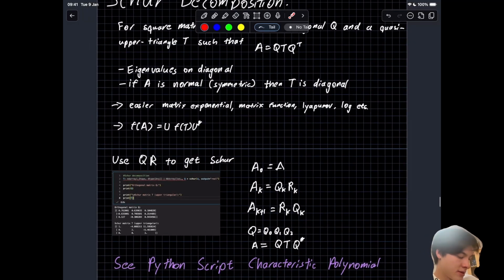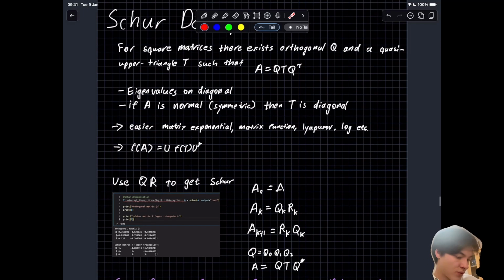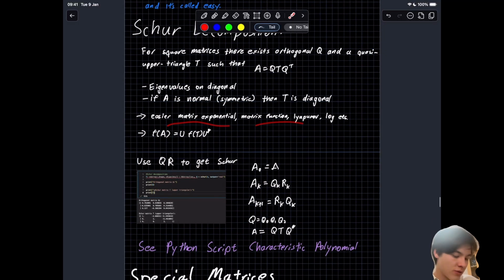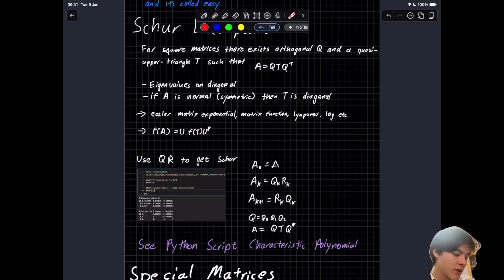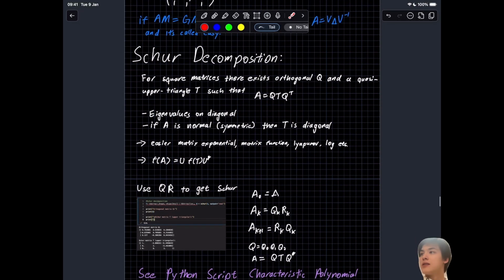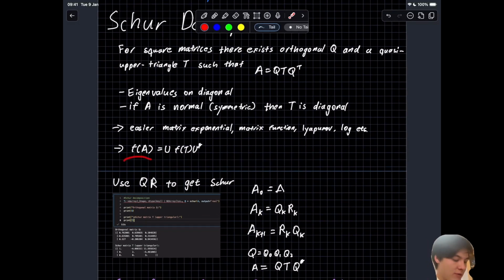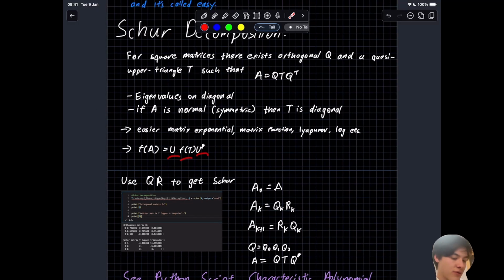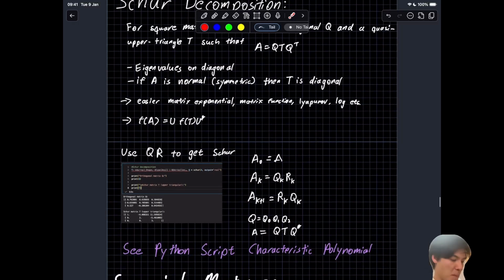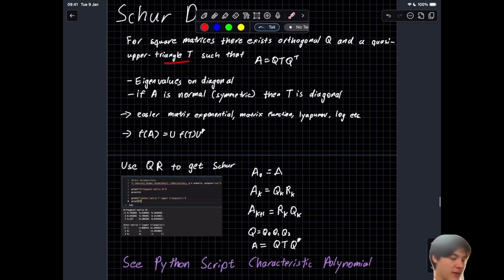And of course, this makes the matrix exponential, matrix function, Lyapunov, and log easier. It's nice that we have this to calculate, because for f of A, we can do the two matrices and then just f of the diagonal, the triangle.